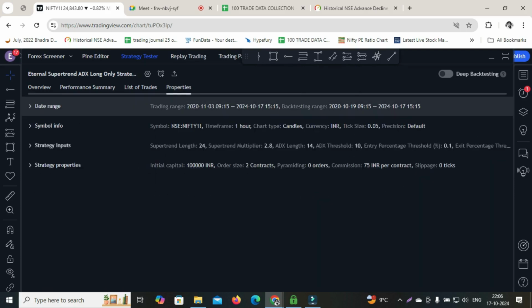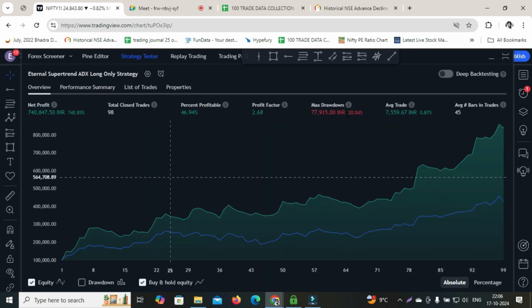This result is from 3rd November 2020 to 17th October 2024. So the first point to note is that it is almost a bull market. Only in 2022 we saw a 15 to 18% correction, kind of a sideways market, but generally it has been a bull market. So in this bull market, this strategy on 1 lakh of capital has given 740% returns.